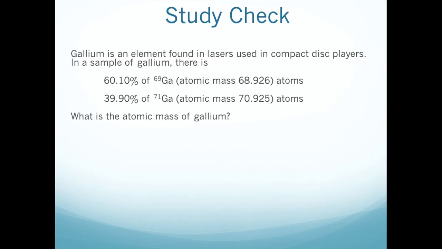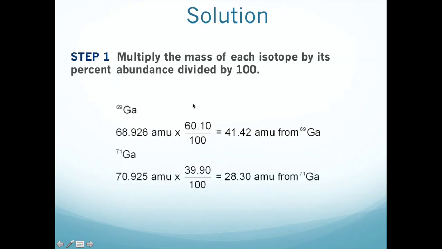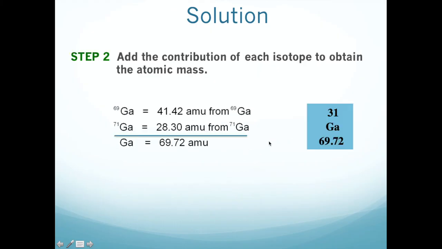Here's how you'd work that out. You would take your percentage, right? So 60.1 divided by 100, or 0.601, and you would multiply that by that mass, 68.926. You would then do that for the second isotope as well. You would take its mass and multiply it by its percentage, and then you would take those two answers and just add them together. So 41.42 plus 28.3. That should give you 69.72 atomic mass units.